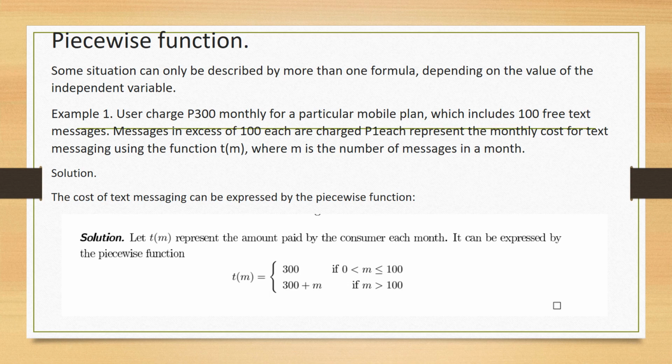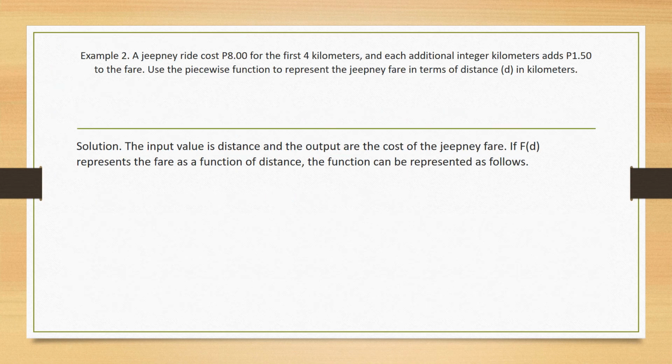So, solution. The cost of text messaging can be expressed by a piecewise function. Let function T of m represent the amount paid by the customer each month. It can be expressed as the piecewise function: T of m equals 300 if m is greater than 0 but less than or equal to 100, and 300 plus the excess messages, m minus 100, if m is greater than 100.